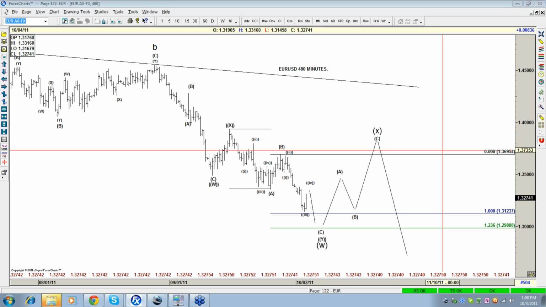What I don't like about it is that the S wave didn't reach at least 50% of the W. Most of the time that's the case on the double zigzag. Another thing I don't like about it is that it's too vertical. Now, there are multiple scenarios on the daily and on the weekly.